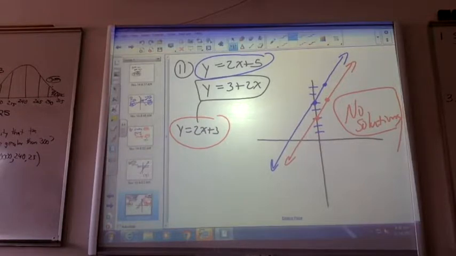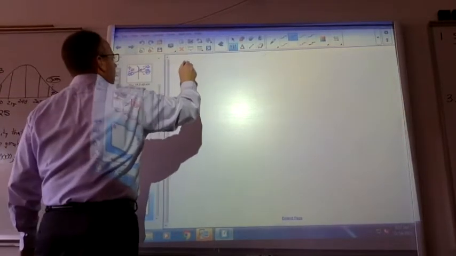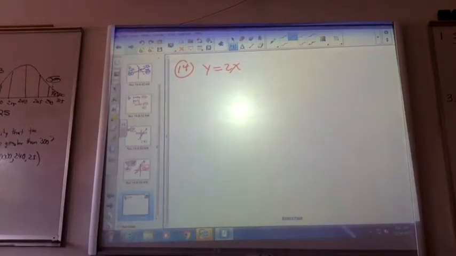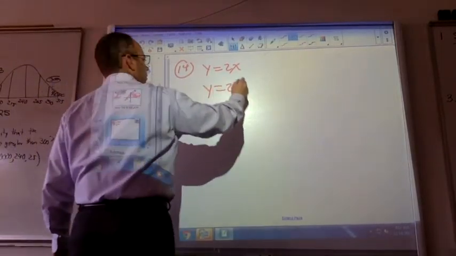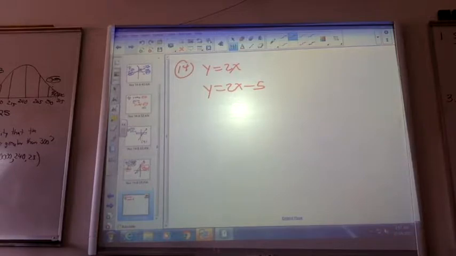Anything else? We feel all right about this? Yep. 14, without graphing. So number 14, you have y equals 2x plus something, and then y equals 2x minus 5. Do these two lines have the same slope? Yes. Are they the exact same line? No. So they've got to be parallel, so they won't cross, so no solution.